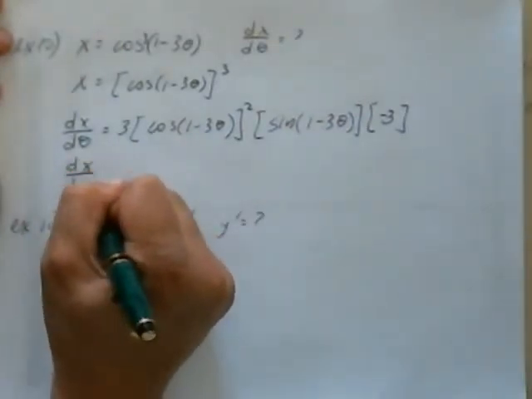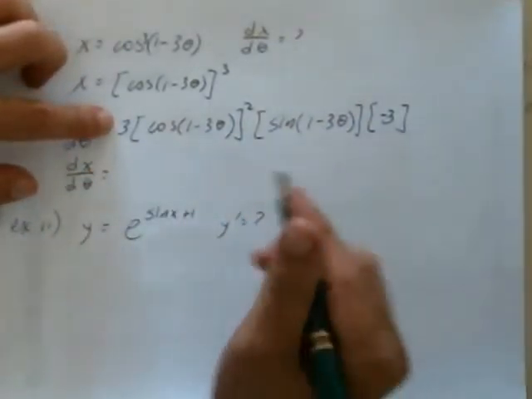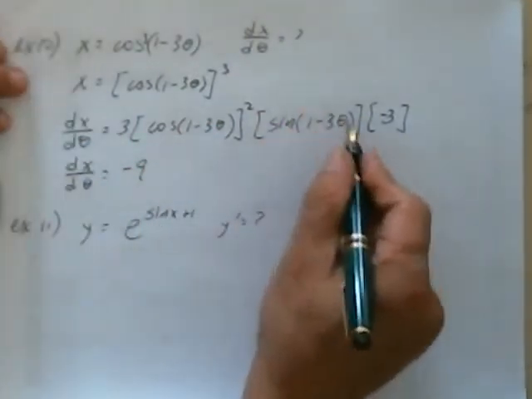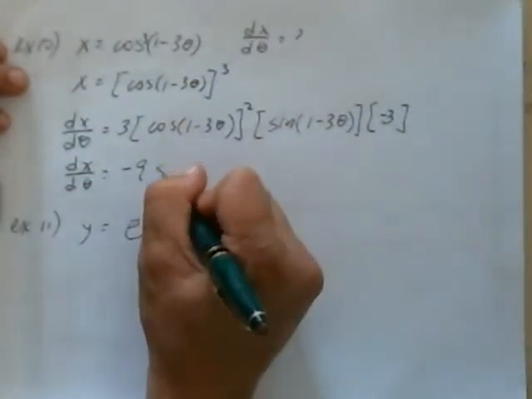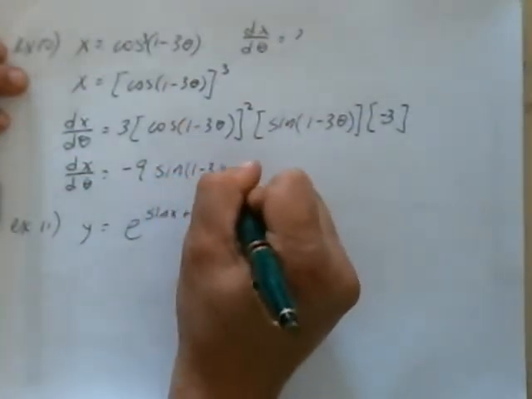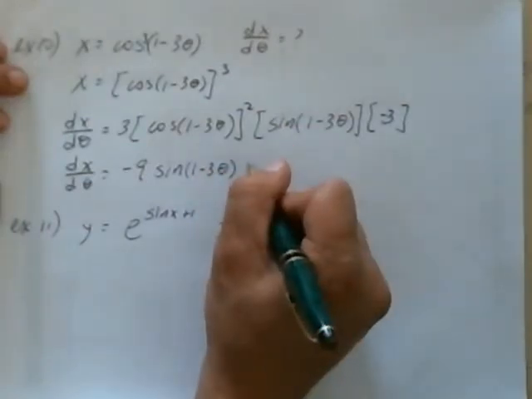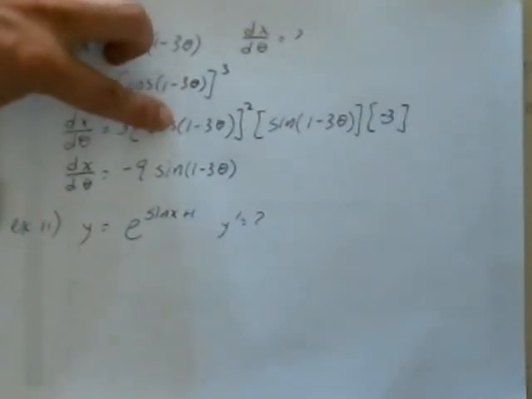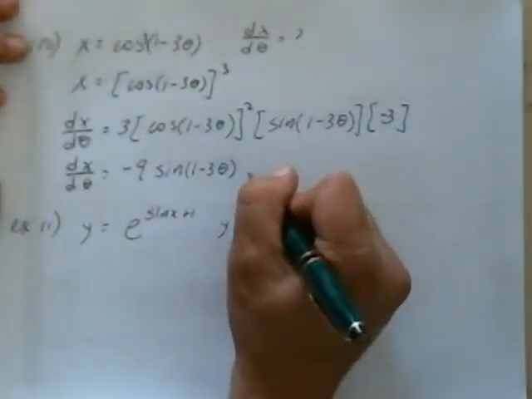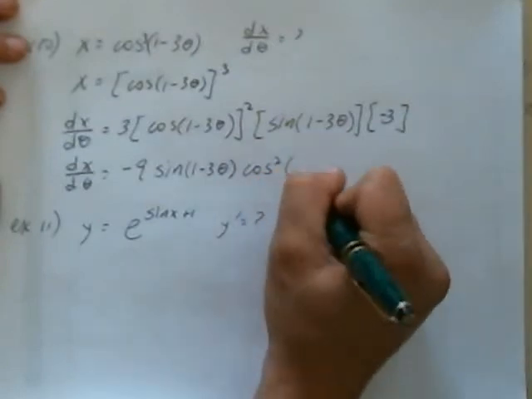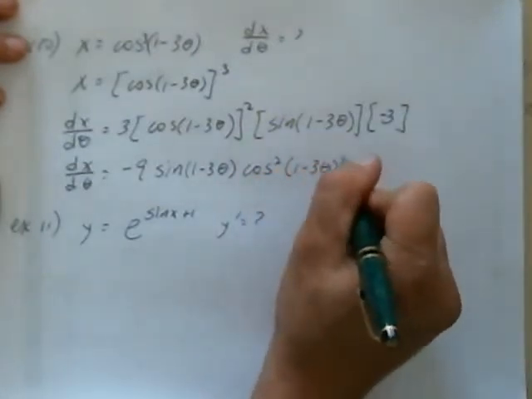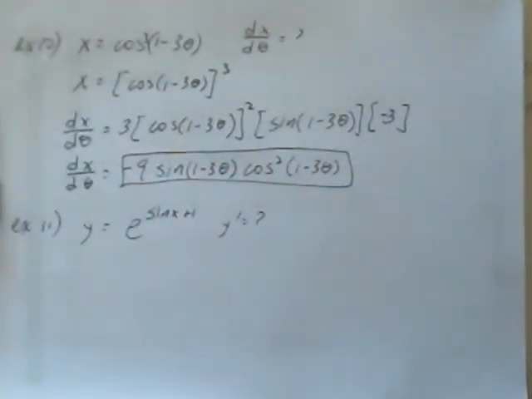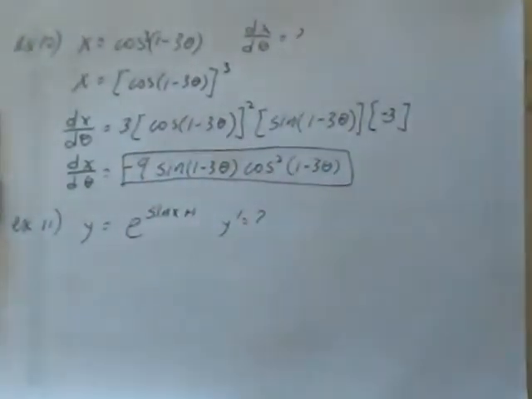So dx over d theta, multiply the 3 and the negative 3, negative 9. I like to use this factor first. Sine of 1 minus 3 theta times, I'm going to bring the power back into the inside right there. So I'm going to rewrite it, call it cosine squared of 1 minus 3 theta. There's some things you can do with this, but we're going to leave it at this situation, okay?